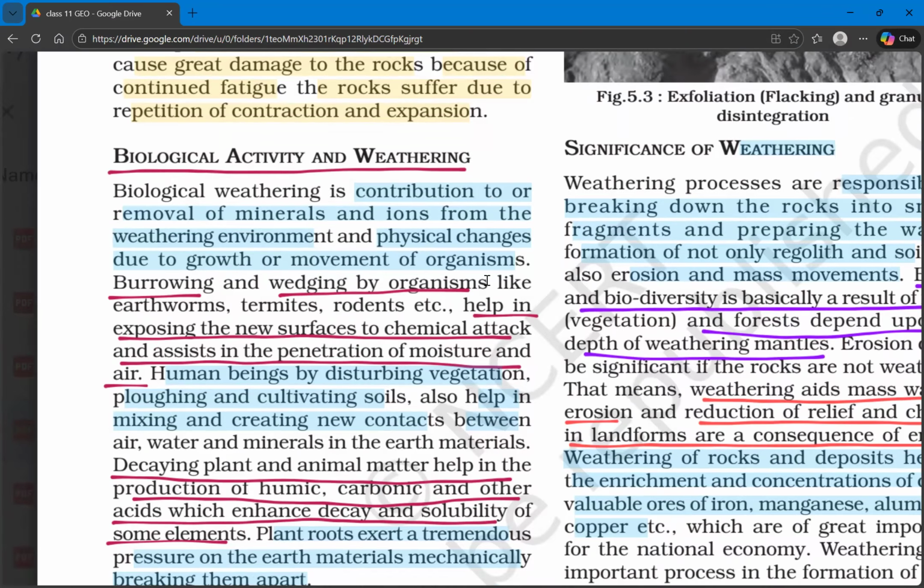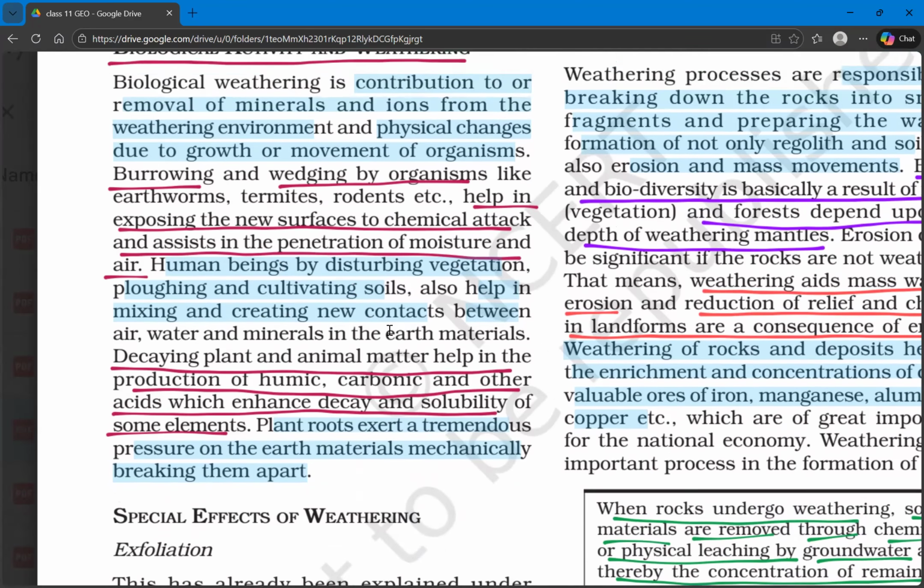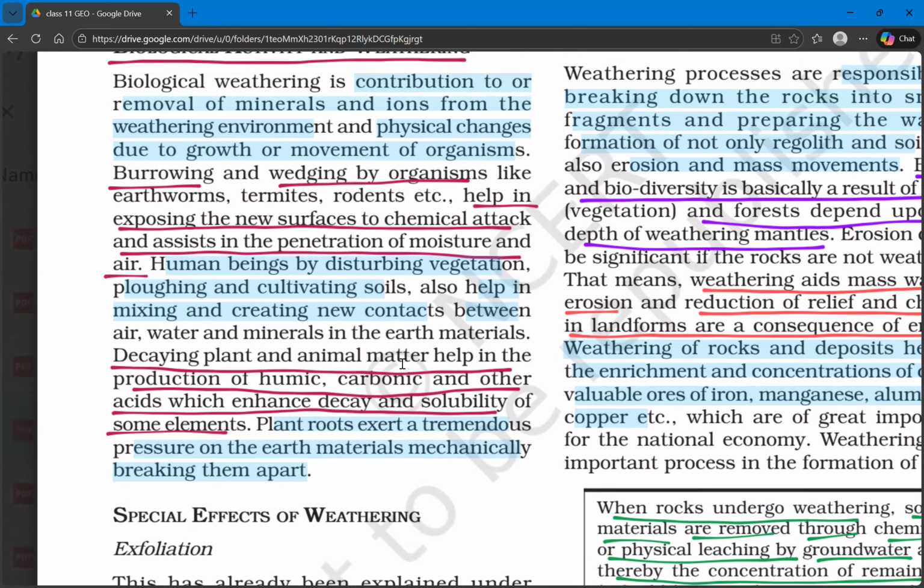Burrowing and wedging by organisms like earthworms, termites, rodents, etc. help in exposing the new surfaces to chemical attacks and assist in the penetration of moisture and air. Human beings, by disturbing vegetation, plowing and cultivating soils, also help in mixing, creating new contacts between air, water, minerals in the earth materials. Decaying plant and animal matter help in the production of humic, carbonic, and other acids, which enhance decay and solubility of some materials.